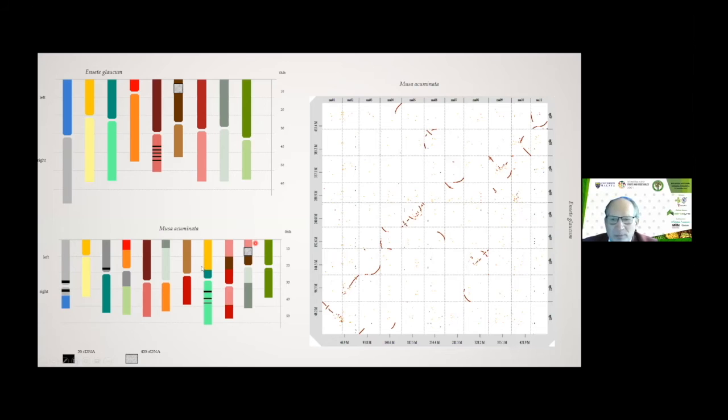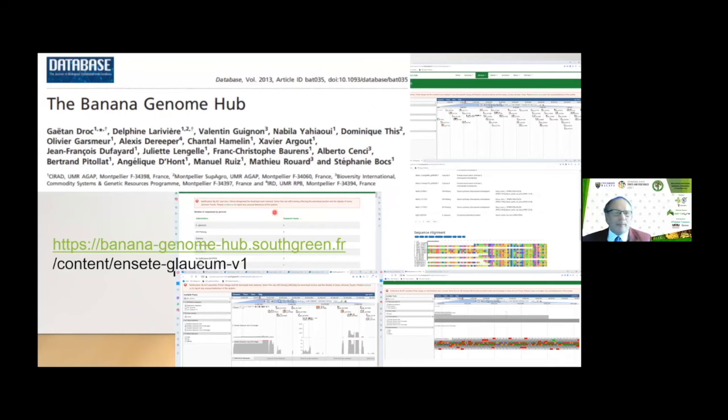That's showing the blocks of how the genomes have changed. Two genome sizes are about the same, so most of these lines are relatively similar there. I want to point out the importance of the Banana Genome Hub from Gertin Drock, Matthew Ruard, and colleagues here.